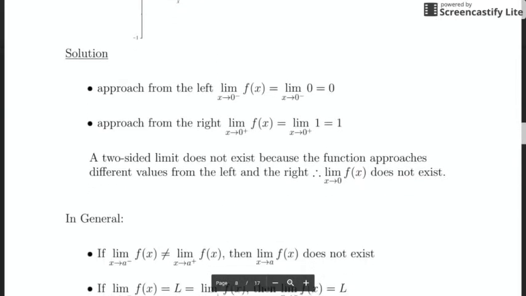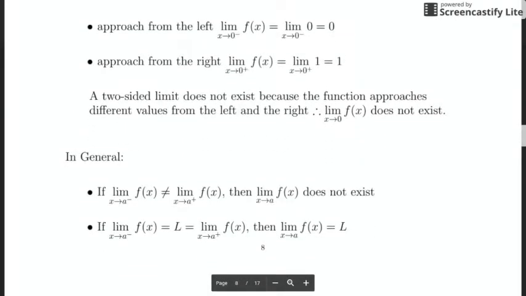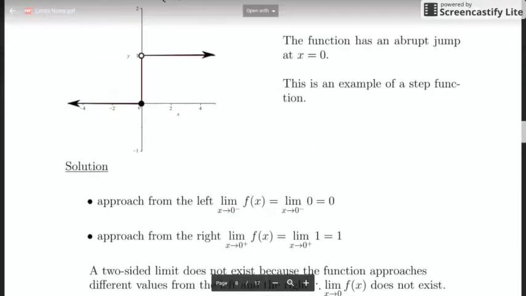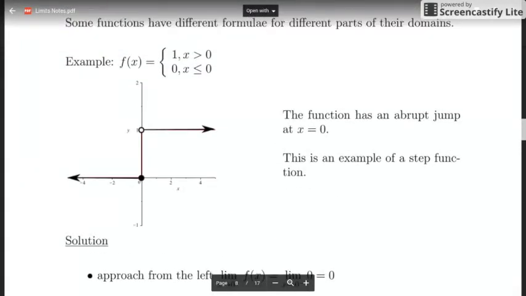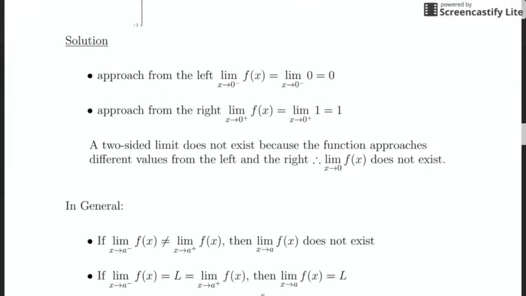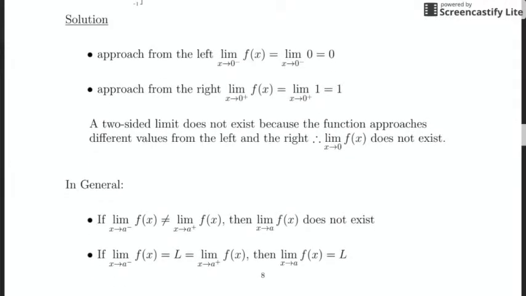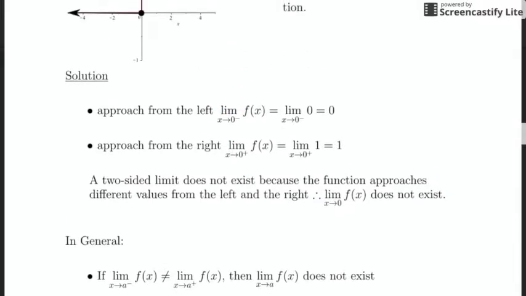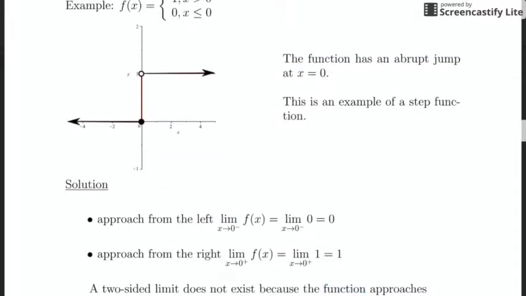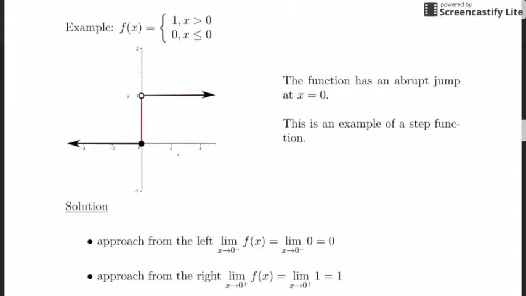Now, let's take a quick look here. What we're going to do is find the limit as x approaches 0. If you approach 0 from the left, the part of the function that we're dealing with is going to be this part right here. This is the part of the domain that includes the values that are to the left of 0.